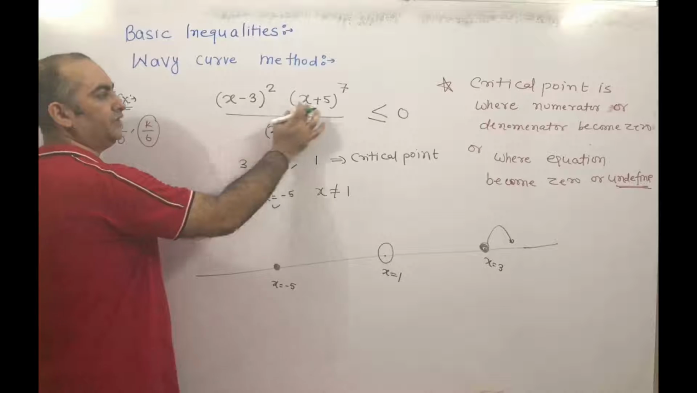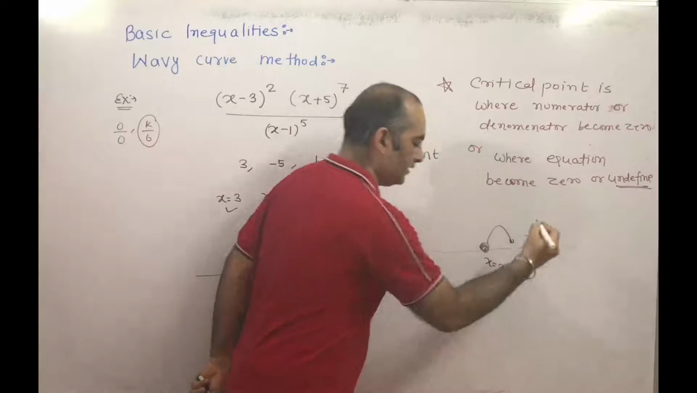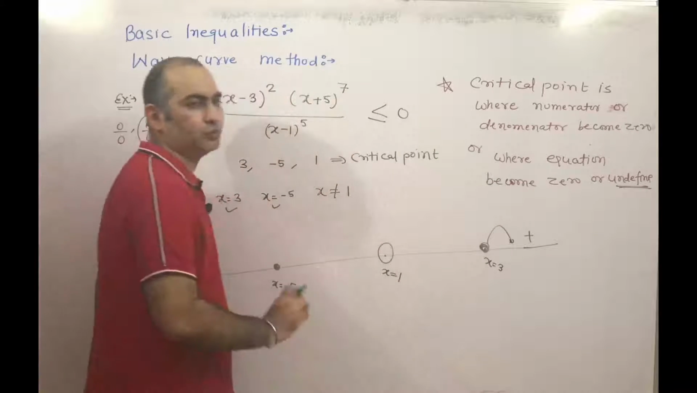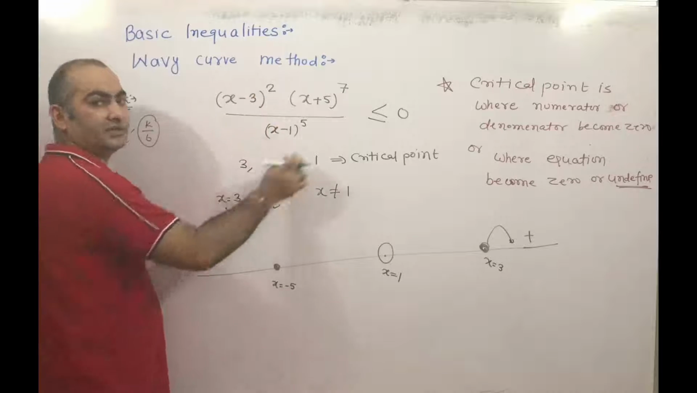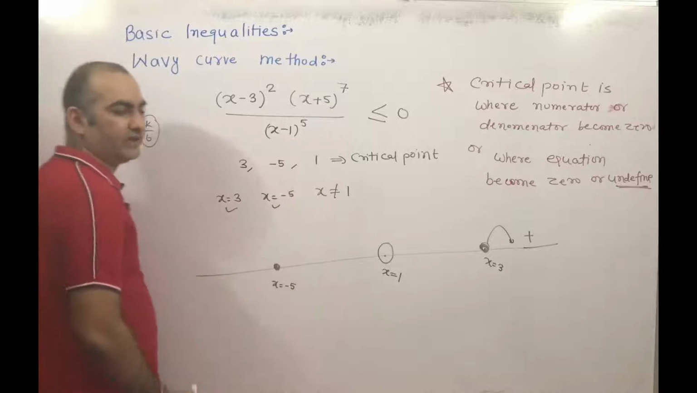That means positive into positive divided by positive. So this side what will come? Positive. Now if I take any value between 1 to 3, we have 2. If I put 2 here, this is positive because square is there. This is also positive. And if I put 2 here, this is also positive. So here will come what?